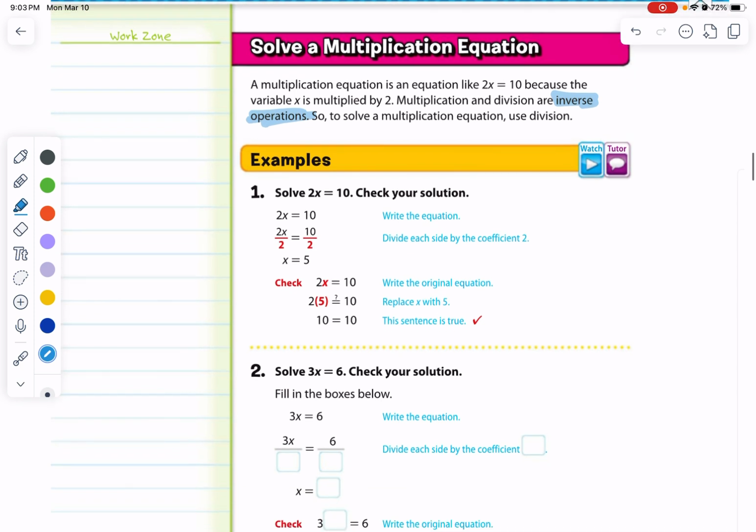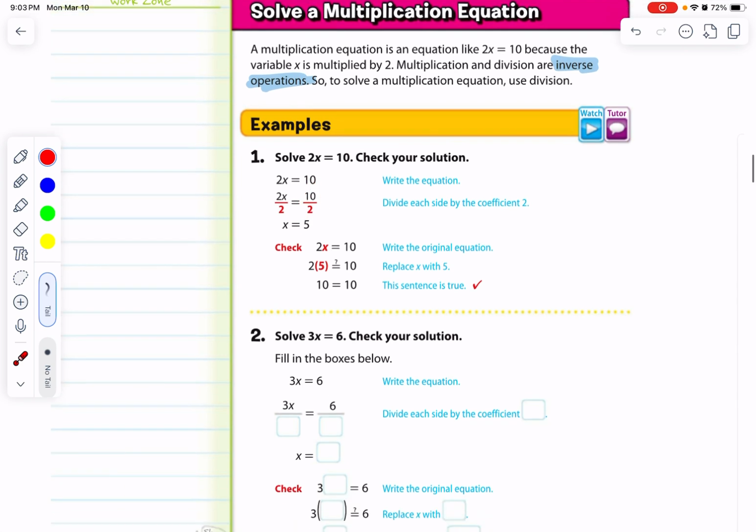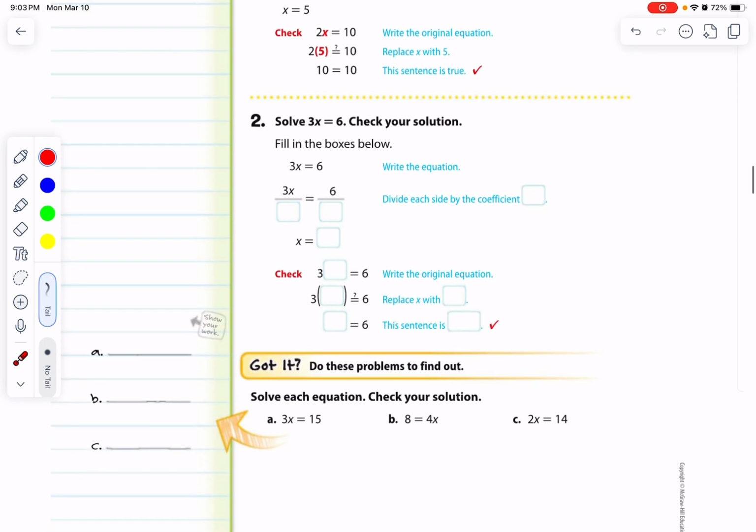So here's an example. 2x equals 10. They divided by 2 here, which isolated the x, and then they divided by 2 here. Okay, it works. If x equals 5, our original equation should be true. When we put a 5 where the x is, we get 2 times 5, which equals 10, which makes 10 equals 10. That checks as true. Let's try this one.